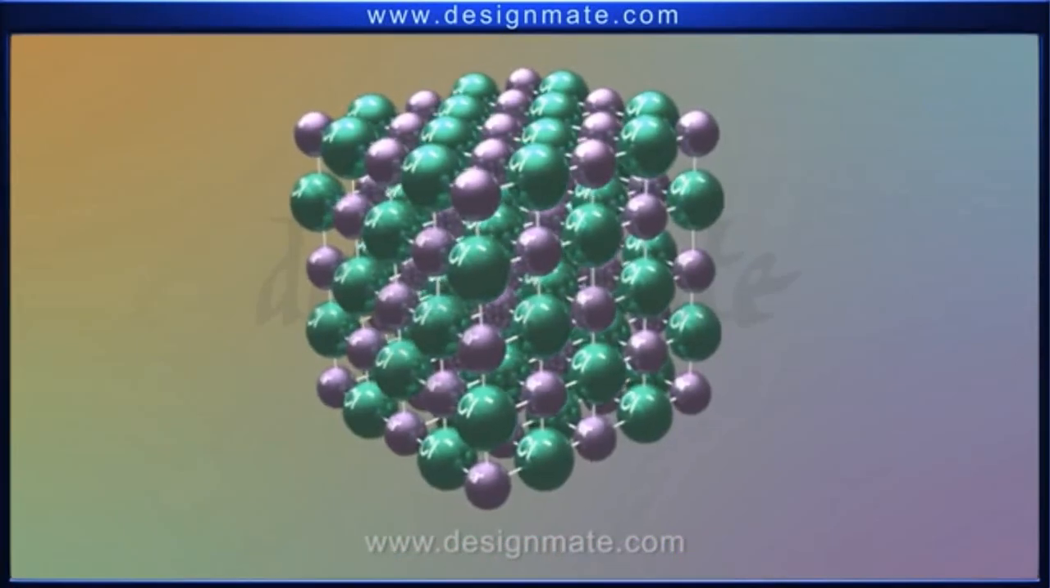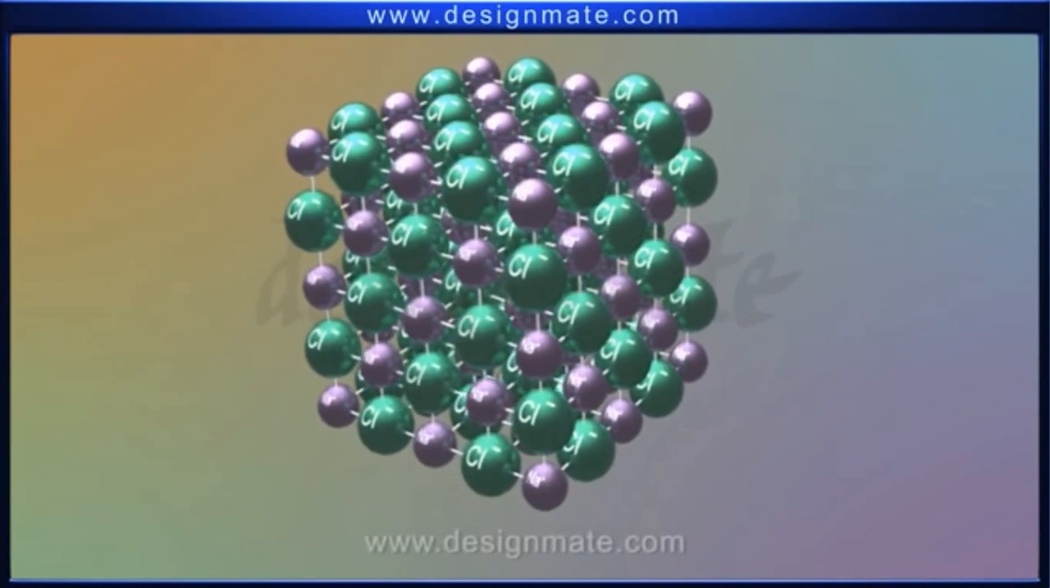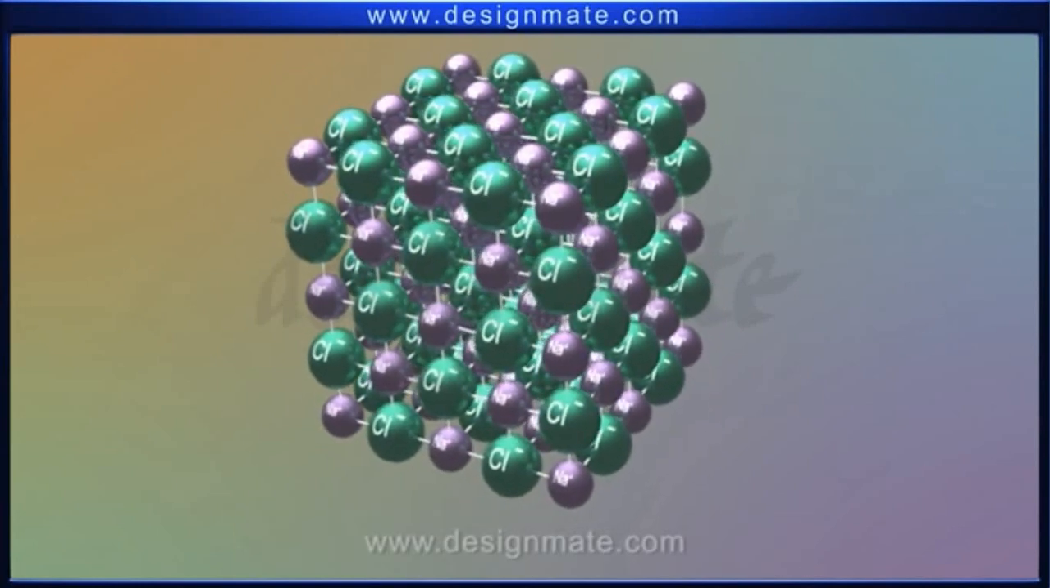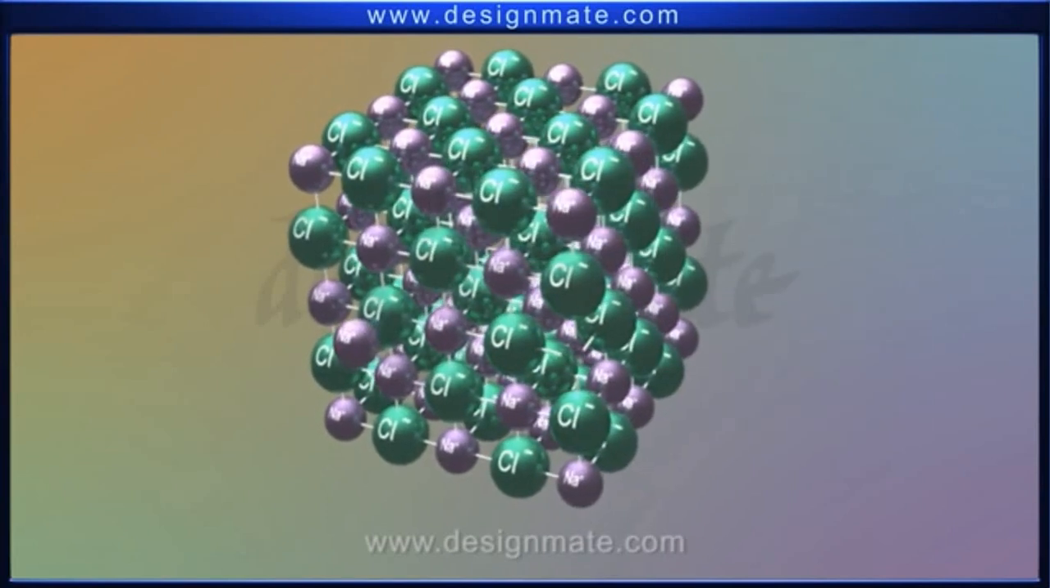But Frenkel defects are not found in the pure alkali halide crystals such as sodium chloride, because the size of the alkali ion is larger than the size of interstitial sites.